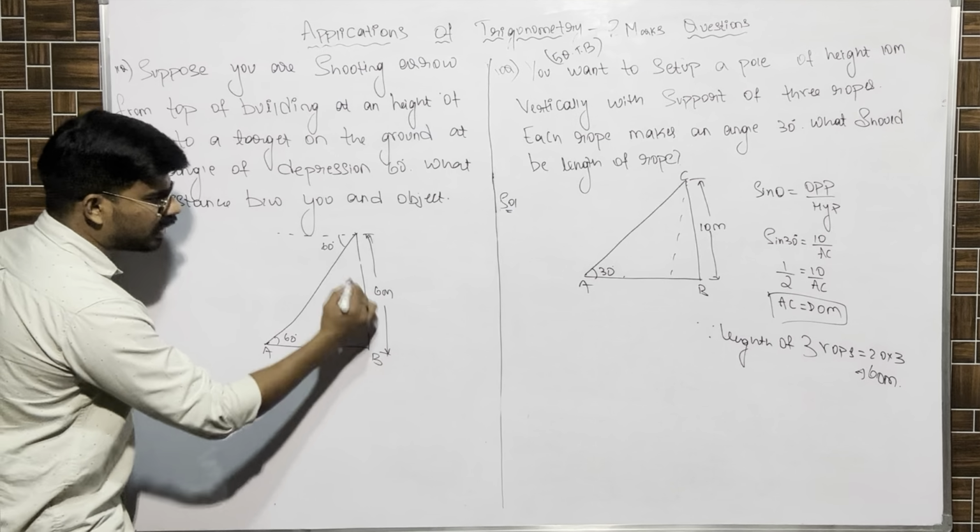We cannot leave root 3 in the denominator. That's why multiply and divide by root 3. So it will become 12 root 3 by 3. 3 1s are 3, 3 4s are 12. So it is 4 root 3. This distance is 4 root 3 meter.